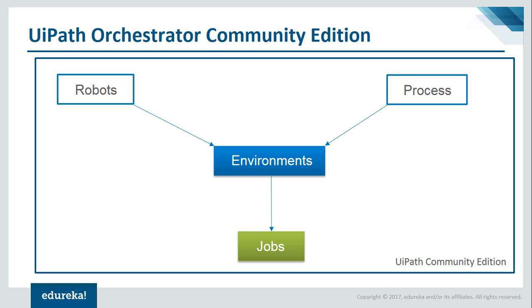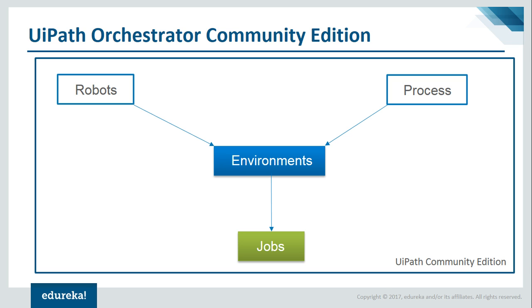Now I have to define inside the orchestrator where my robot actually is, which machine it is running on, right? So I've defined all of that, and I hence create a robot. So once a robot is defined and your orchestrator is connected to your machine, the next thing that you have to do is create an environment. Now what is an environment? An environment is basically a playground where you have put your robots.